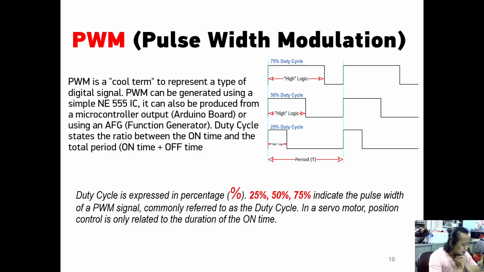Duty cycle states the ratio between the on time and the total period, on time plus off time. That's duty cycle. So for this example, this one is 25% duty cycle. This one, because the high logic and the off one, this is the on time, this is the off time, are the same, this is 50% duty cycle. Duty cycle is usually expressed as a percentage.